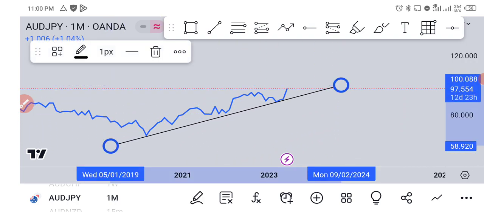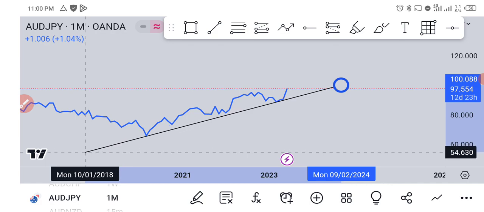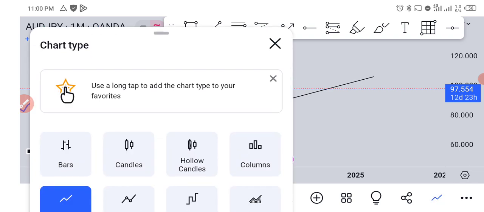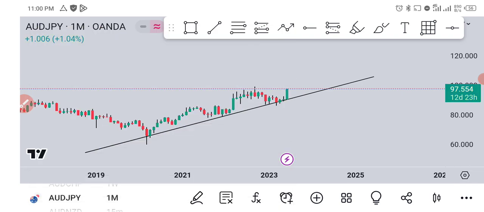So this is the trend line from the line charts, and this is the accurate trend line. So let's go back to candlestick and see. So this is candlestick, and see it. So this is the correct trend line.